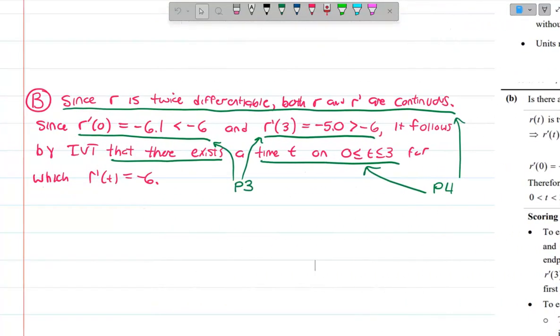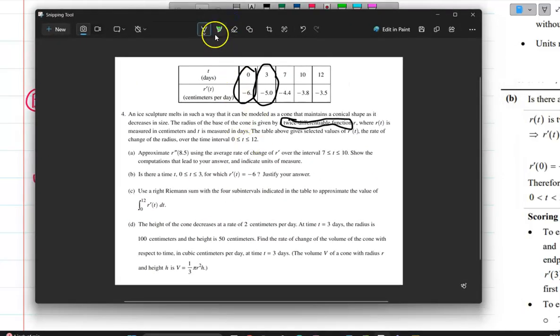Okay. And that is going to be your 2 points. So you have to state it's continuous, r prime, state it's below, state it's above, and therefore then make your conclusion that it does indeed exist. All right, let's go on to part C.